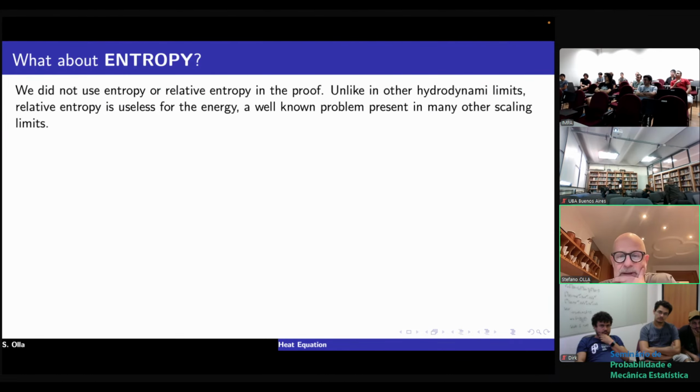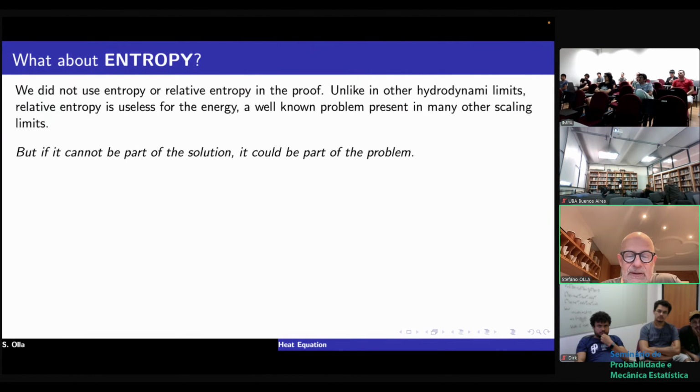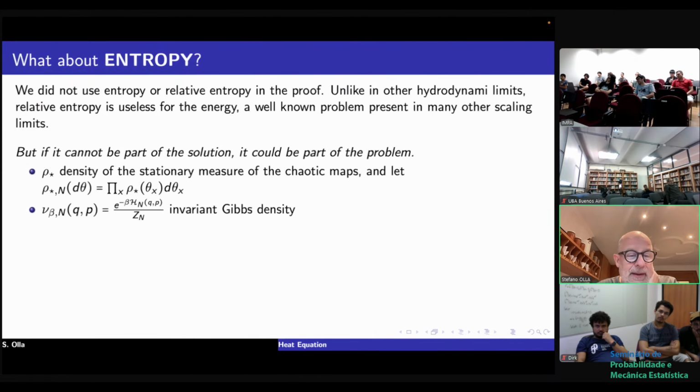Let me conclude by saying something about entropy, because I said before that we don't use entropy or relative entropy in the proof. We don't use any entropy bounds. So, as I said before, it's useless to prove hydrodynamic limits for the energy. But this could be part of the problem if it is not part of the solution. It's interesting to know, well, what happens to the entropy. What about the increase of microscopic entropy and macroscopic entropy under this limit, since there's no noise in the dynamics?